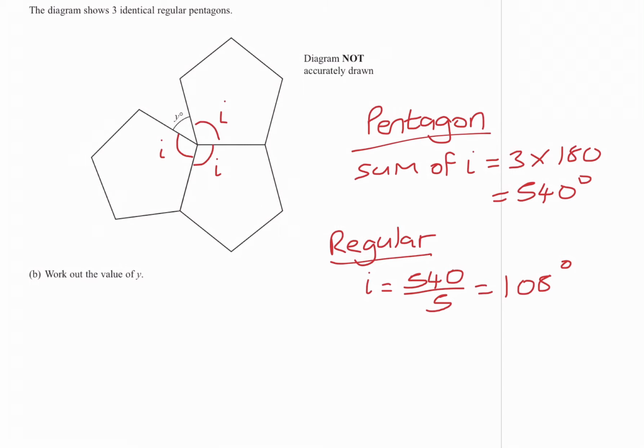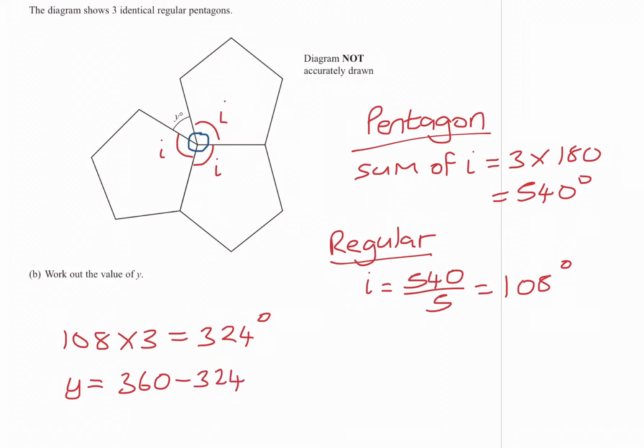You should see here, okay, because these angles meet at a point, all of those angles together will add up to 360. Okay, which means you need to take the 108, you need to times it by 3, because you can see that there's 3 of those. So if you do that times 3, you get 324 degrees. Then to get y, you're going to do y is equal to 360 minus the 324, and that's going to get you what's left over, and for us then that's going to be 36 degrees.